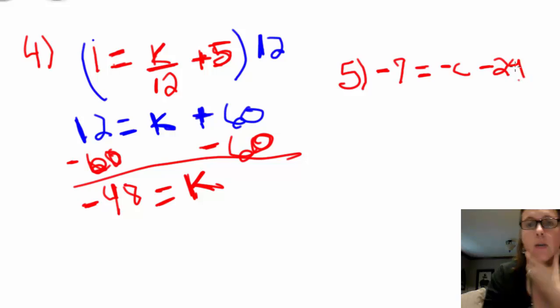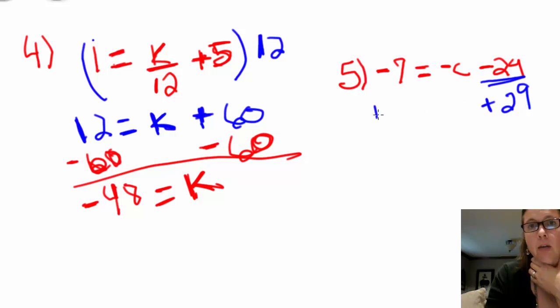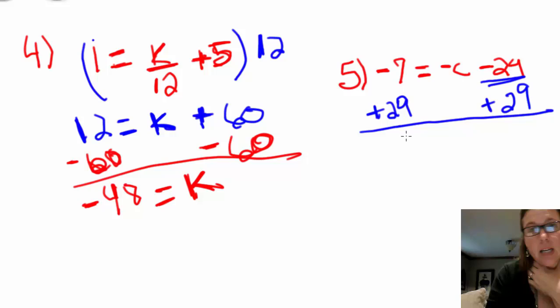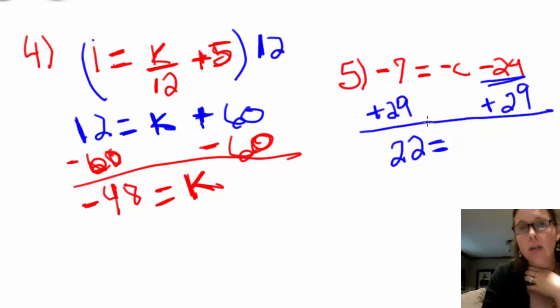So when you look at this, again, we need to get c all by itself. So in order to do that, we need to add 29. What you do to one side, you have to do to the other. So we're adding 29. Negative 7 plus 29 is going to give you positive 22. It's really the same as 29 minus 7.